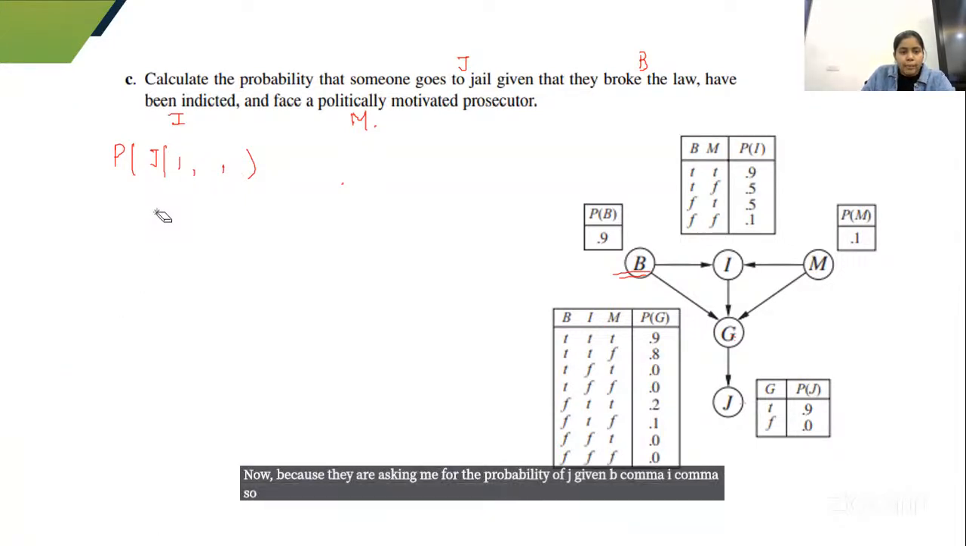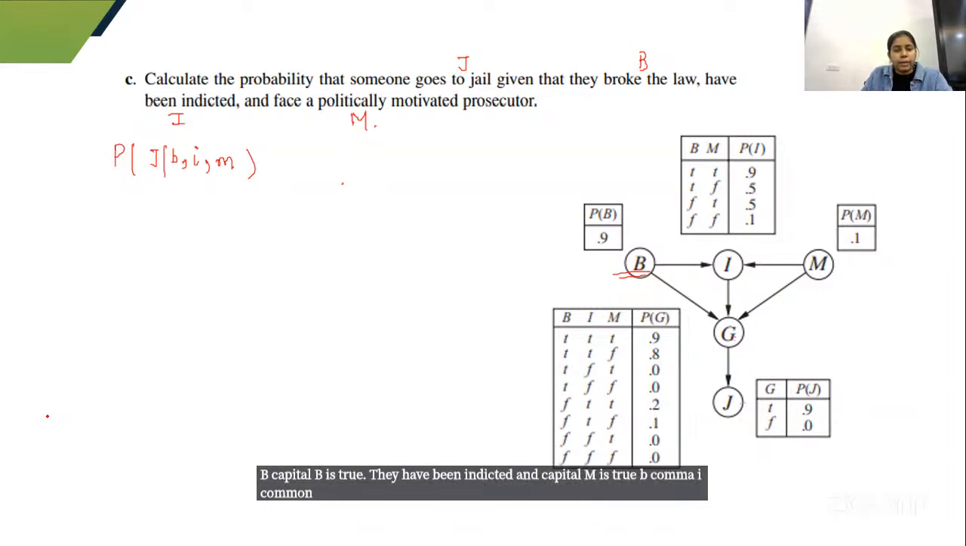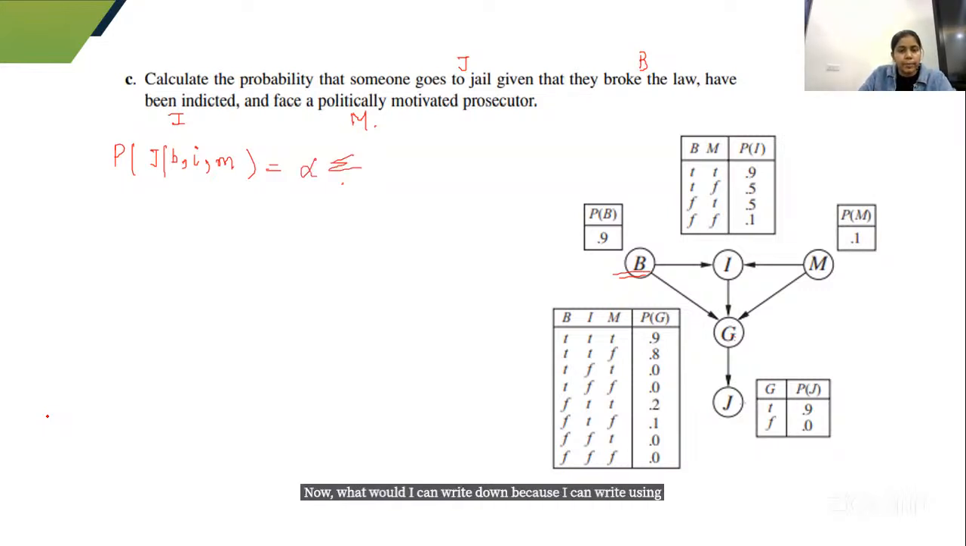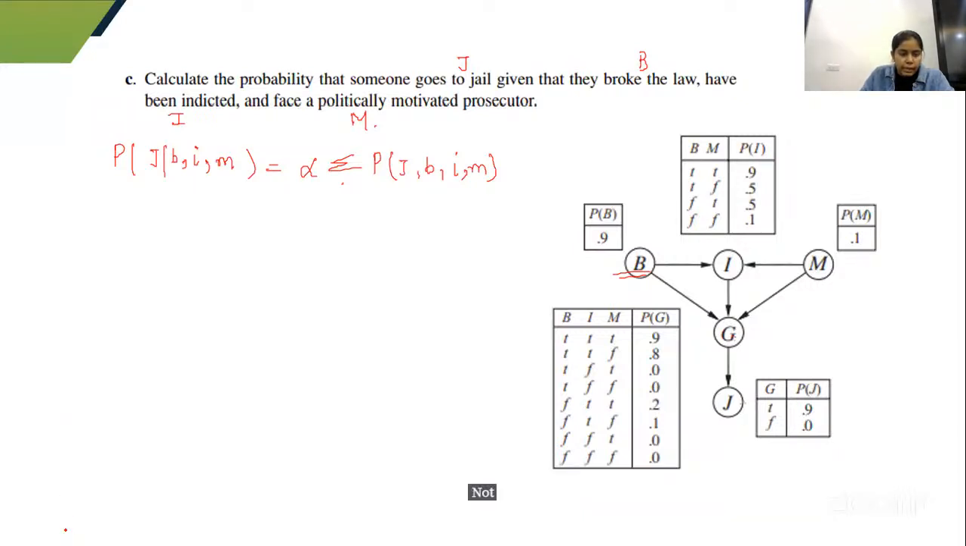Now, because they are asking me for the probability of J given B, comma, I, comma, M, I'm writing here small b, small i, small m. That means because they broke the law, capital B is true, they have been indicted, and capital M is true. Can I do that? Probability of J given B, I, M. Now what can I write down? I can use variable elimination. First step: I'll write probability of J given B, comma, I, comma, M as alpha into probability of J, comma, B, comma, I, comma, M.